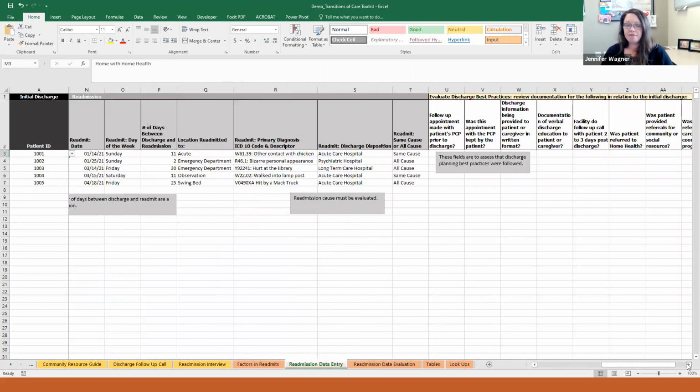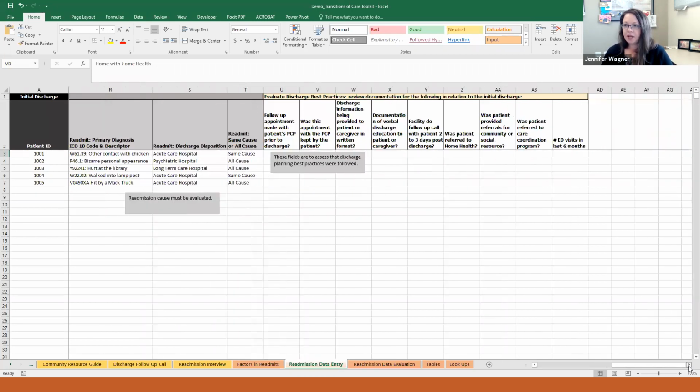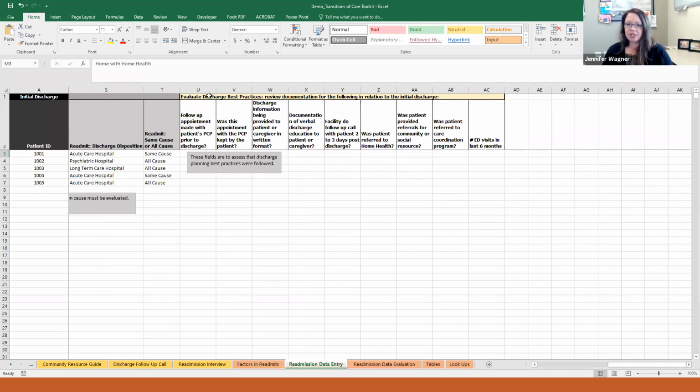Most of the fields that can be calculated are calculated, such as the number of days between discharge and readmission. However, when looking at the readmission, same-cause or all-cause, there's not really a formula to identify that. So that is one piece that needs to be looked at specifically. And then we have our evaluation of discharge best practices. So if this patient was readmitted, at the initial discharge, did we follow our best practices, or is there something we're missing that might help keep patients from being readmitted?